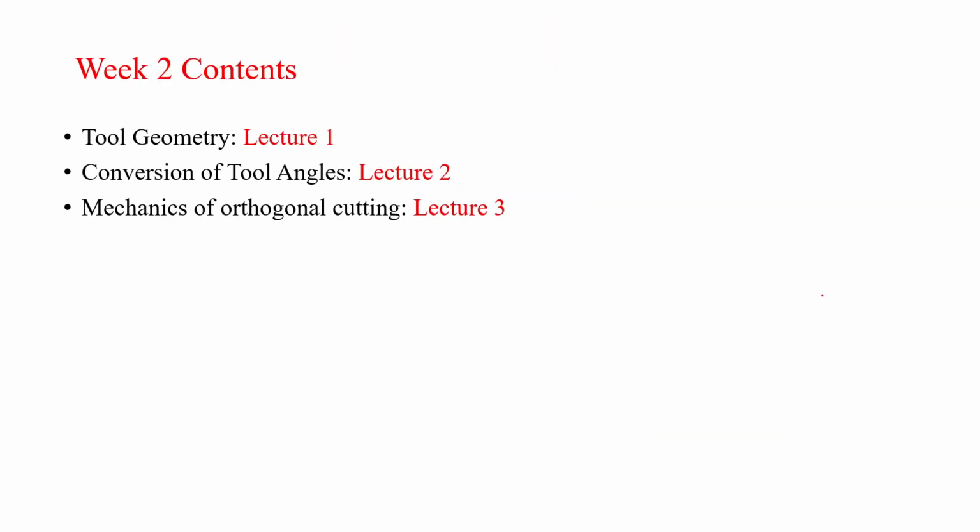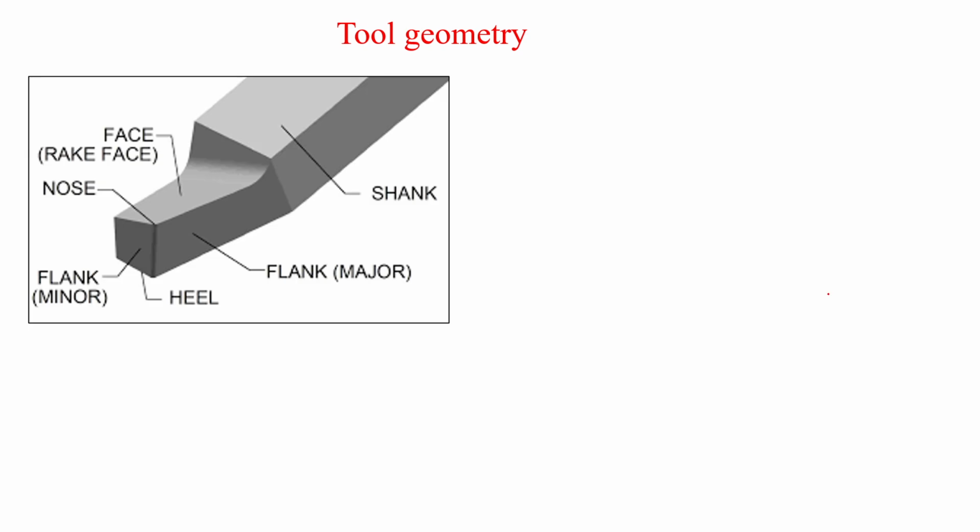These were the questions. And then for the week 2 contents, we saw the tool geometry, conversion of tool angles, and mechanism of orthogonal cutting. So we saw this. By the way, you were telling that you need to understand the tool geometry properly. So you want me to explain it once again? We can briefly look, right?